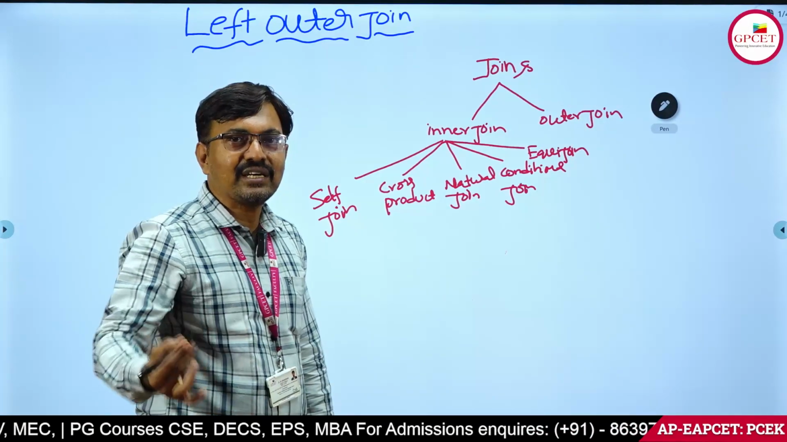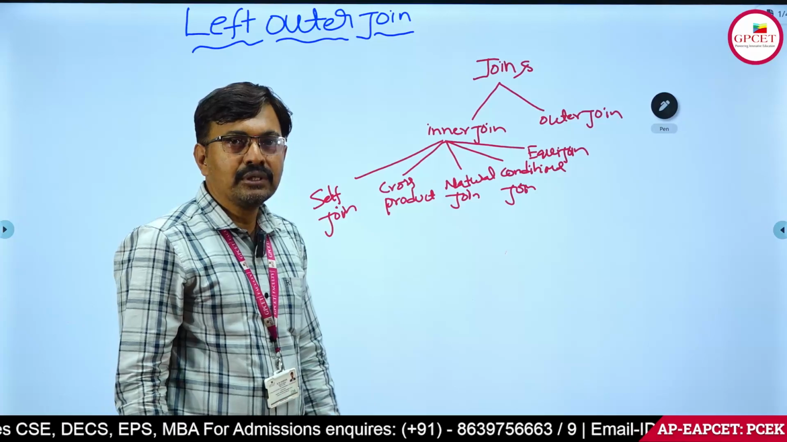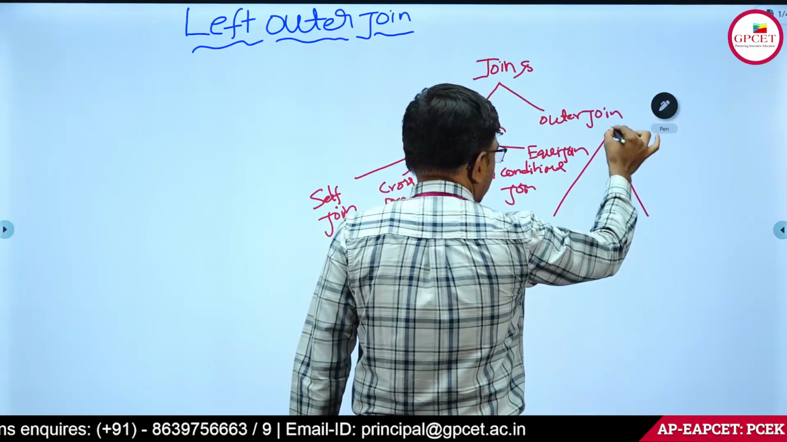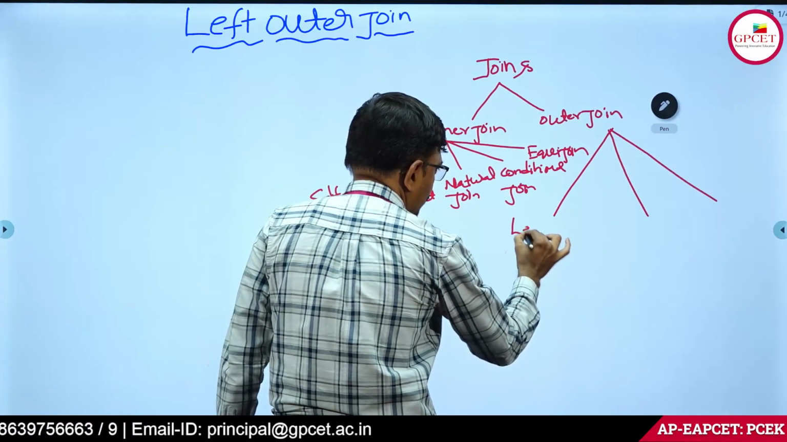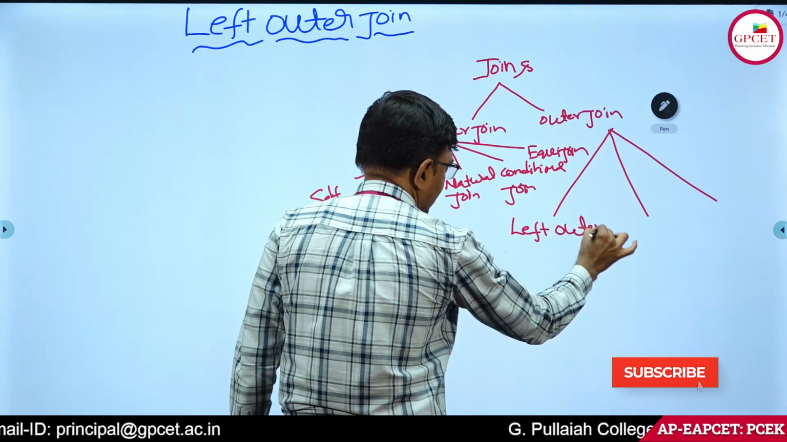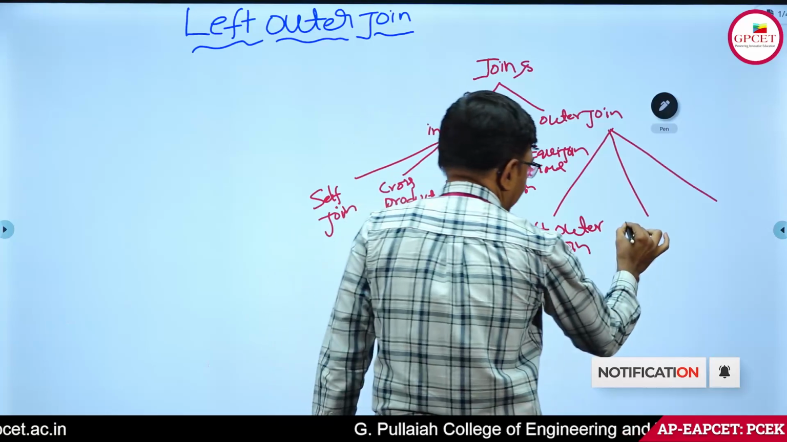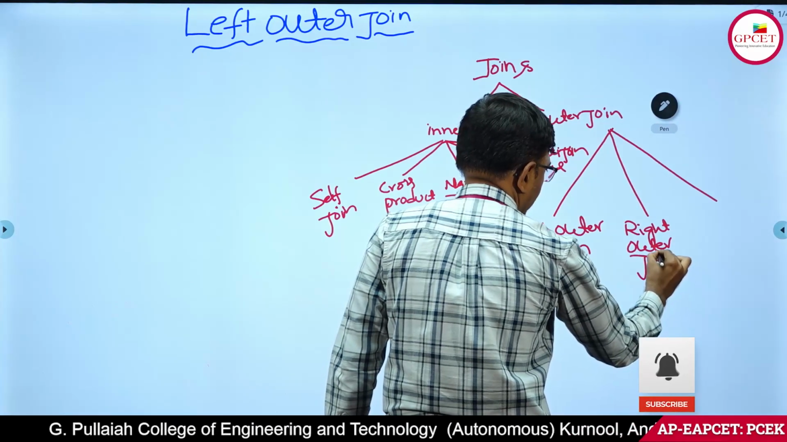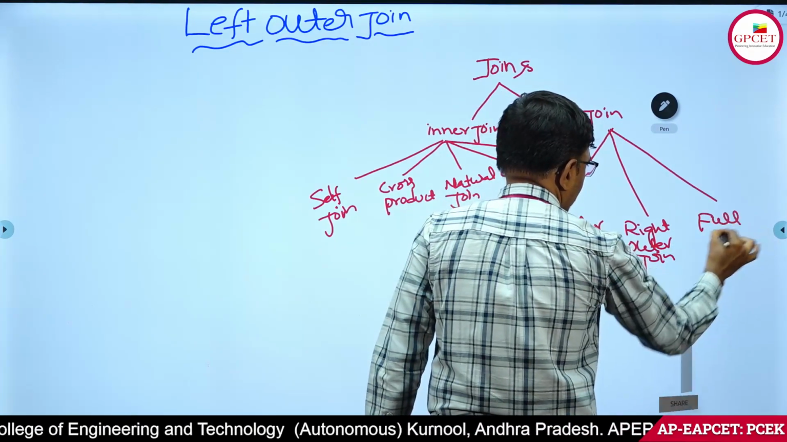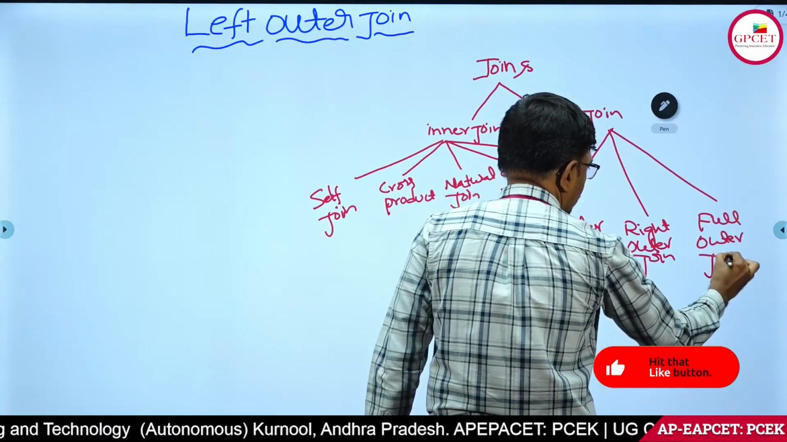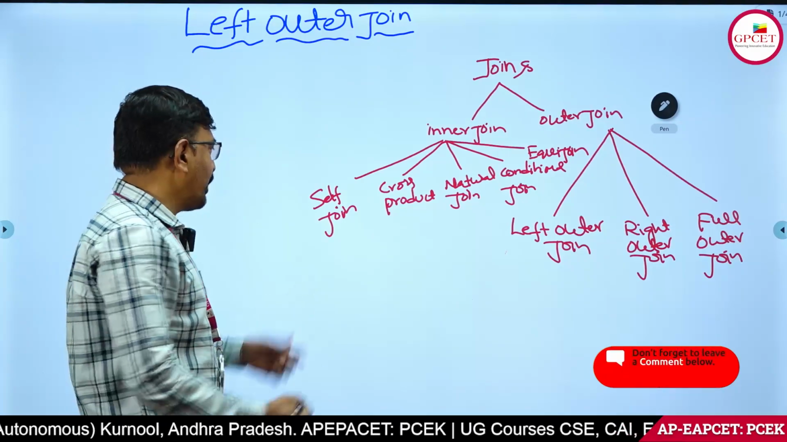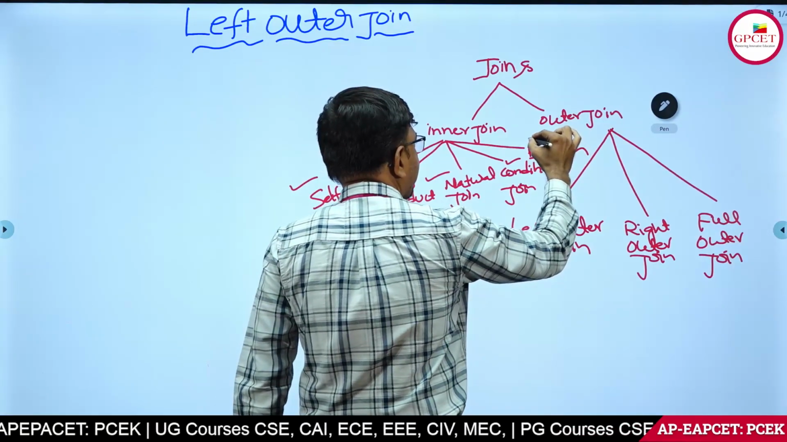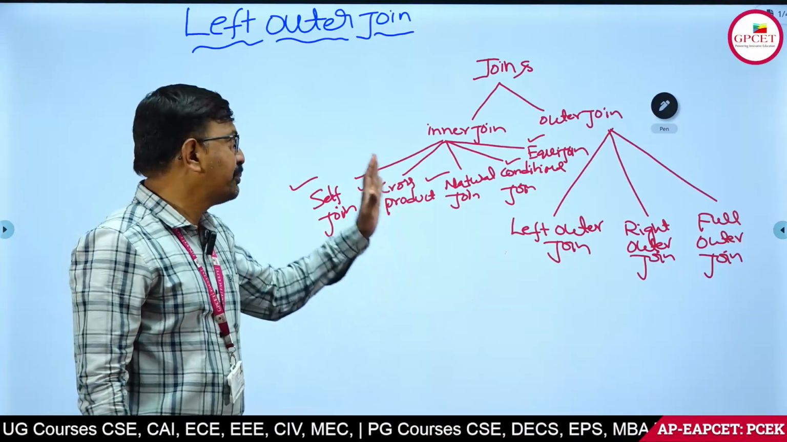Outer join is an extension of joins. What is the purpose of outer join? To find the missing information is nothing but an outer join. Outer join again has three different types: left outer join, right outer join, full outer join. Inner join, self join are already over. Cross product is over. Natural join is over. Conditional join is over. Equi-join is also over. That part is over.